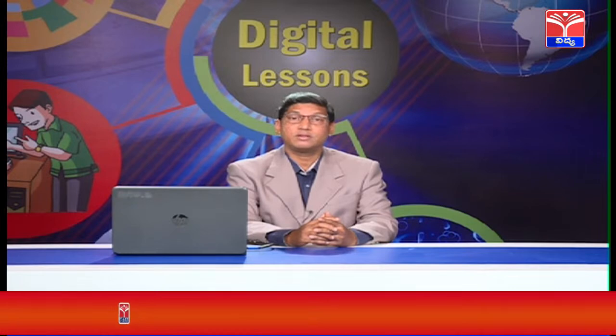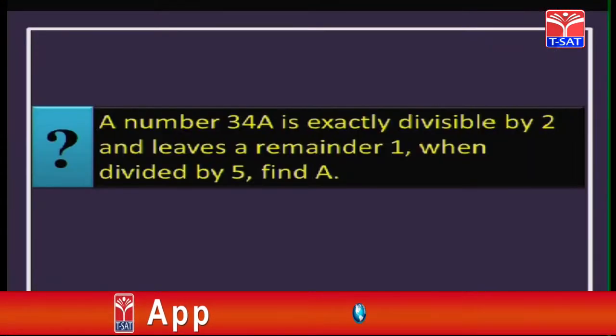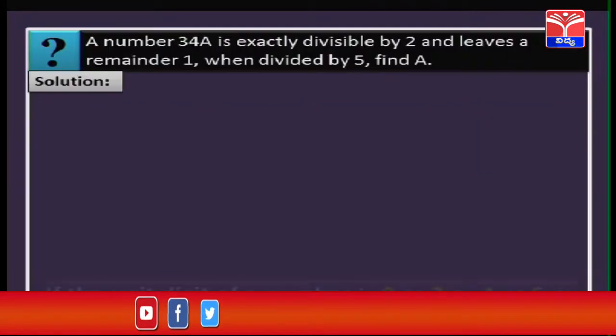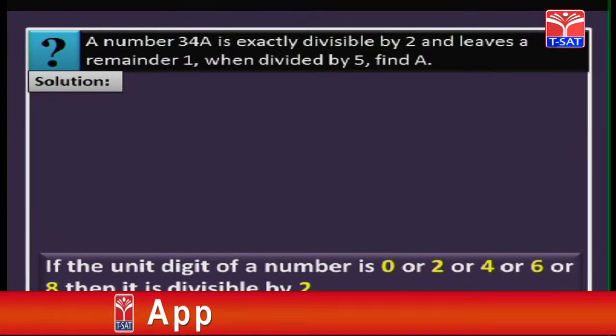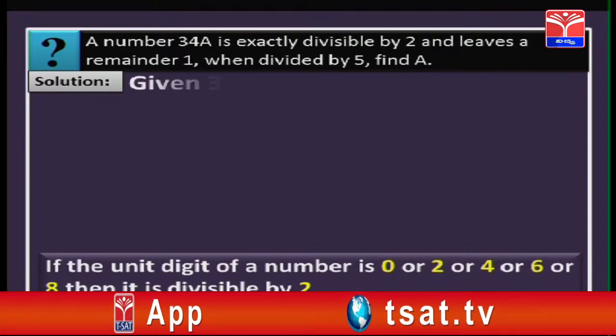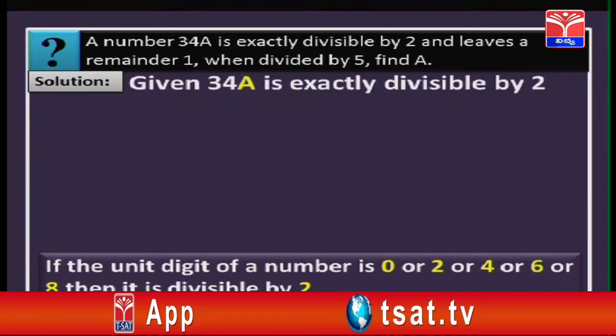Let us start with the first example. A number 34A is exactly divisible by 2 and leaves a remainder 1 when divided by 5. Find A. Let us start with the solution. So, we know that if the unit digit of a number is either 0 or 2 or 4 or 6 or 8, then it is divisible by 2. Hence, I can say that the given number is exactly divisible by 2. This is given to us.